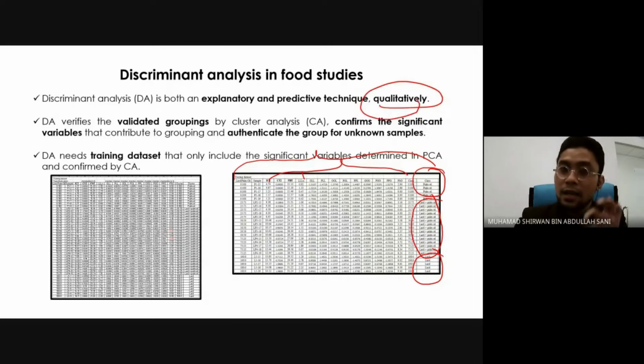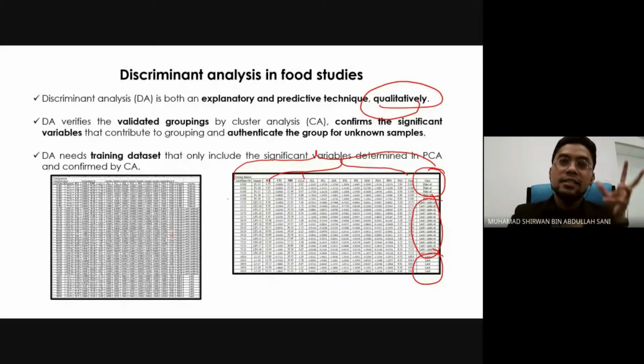Secara kualitatif, dia akan menentukan ataupun menjangkakan, predict sama ada sampel tersebut, makanan ikan tu adalah daripada sumber kelapa sawit ataupun kelapa sawit bercampur dengan lard ataupun lard sahaja. So that's why we call it qualitatively. So this is the ability of discriminant analysis.